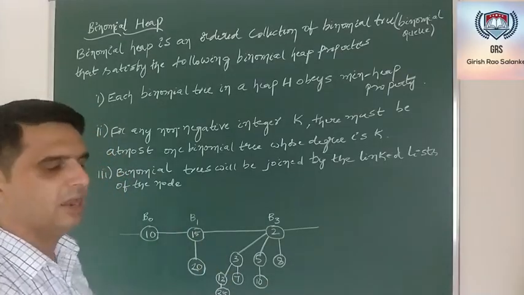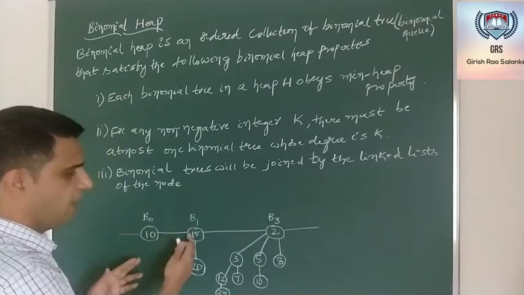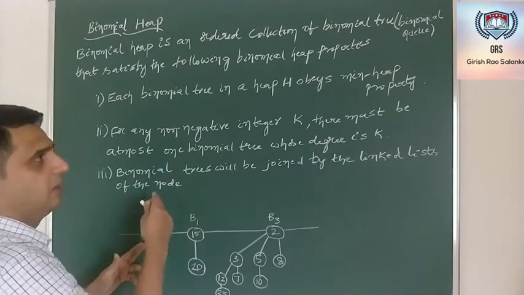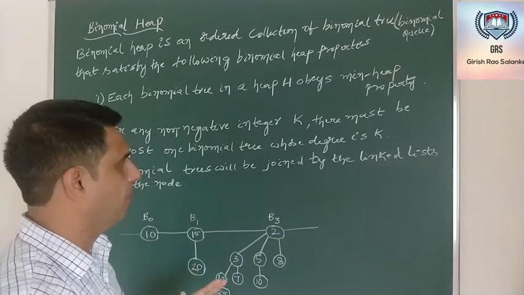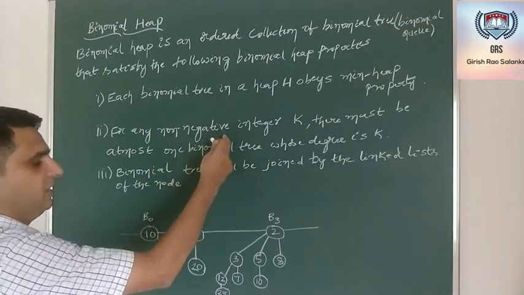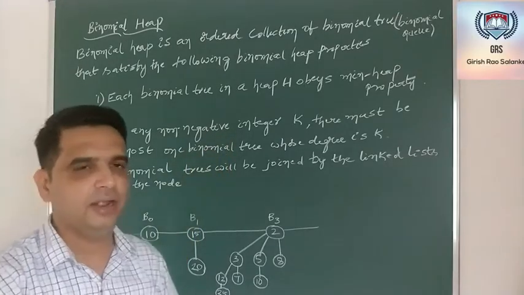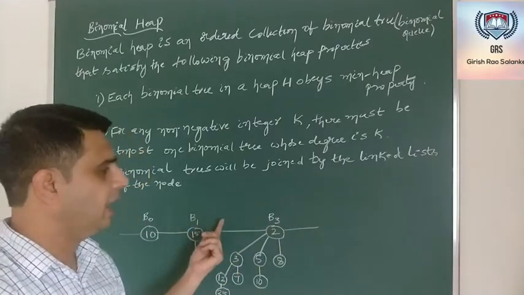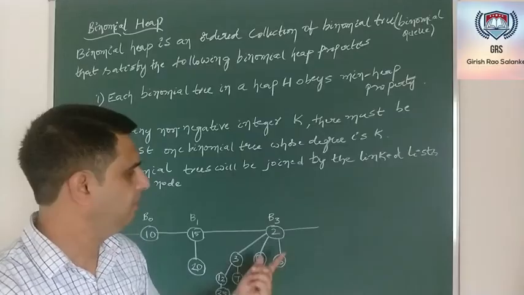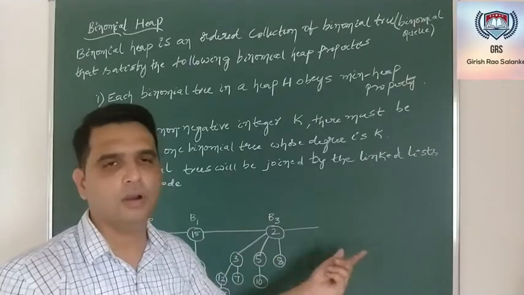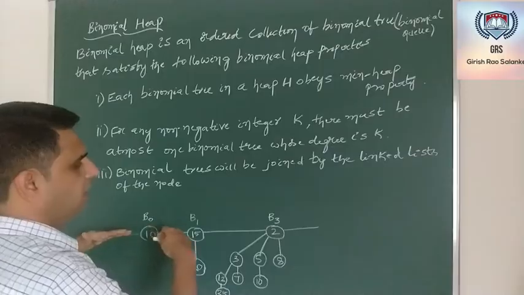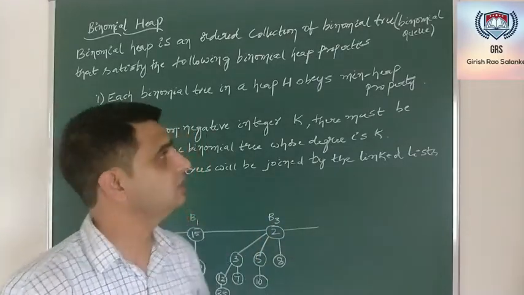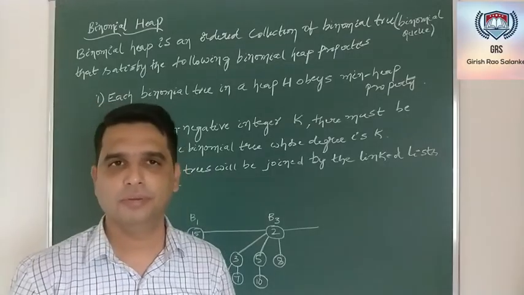A binomial heap is an ordered collection of binomial trees, wherein each tree should be a binomial tree. Each of these trees should have the min heap property, and no binomial tree should be repeated. In the sense, if B0 is there, I can't have one more B0. If B1 is there, I can't have one more B1 in the same binomial heap. If B3 is already there, I can't have one more B3. And all these binomial trees are linked together with a linked list. So this is the definition of a binomial heap.